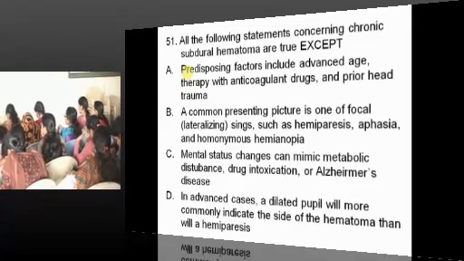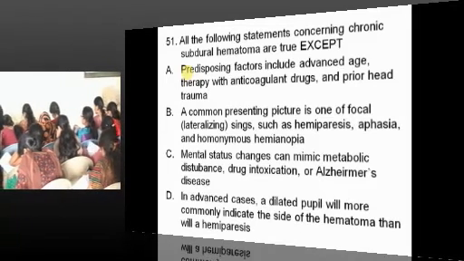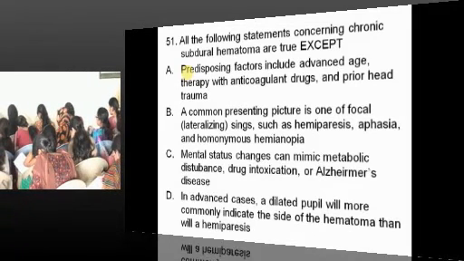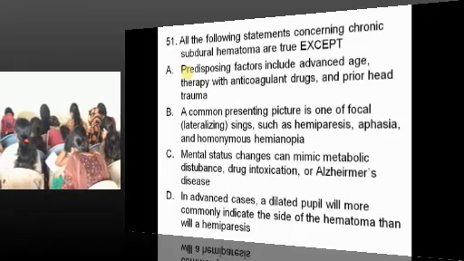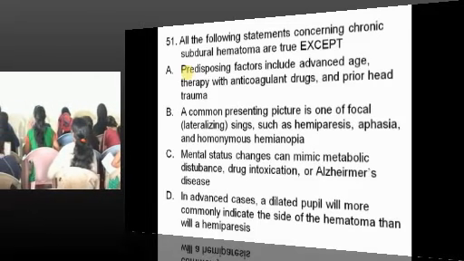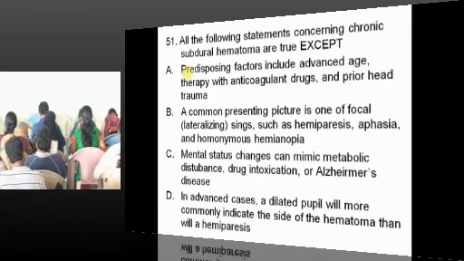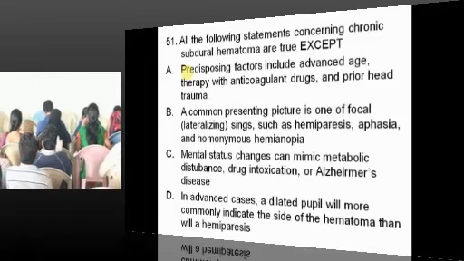What is false about subdural hematoma? B. There are no lateralizing signs. In subarachnoid hemorrhage, do you find any lateralizing signs or seizures or any such feature? No.